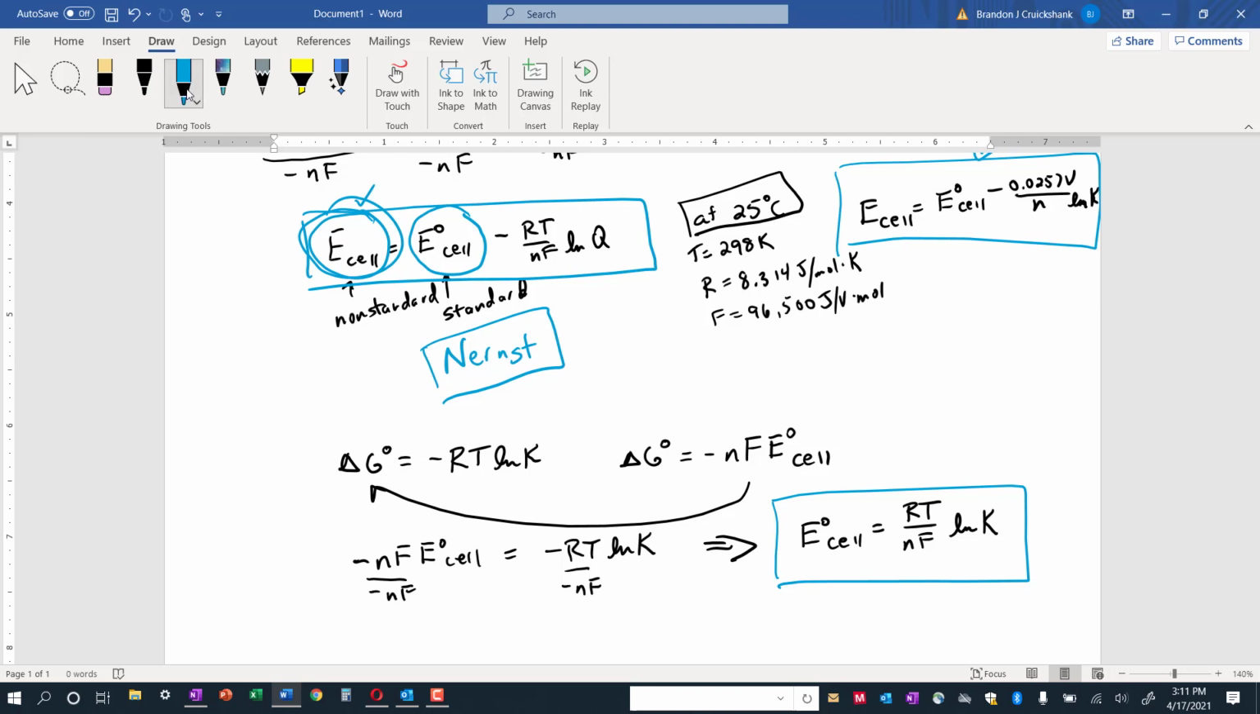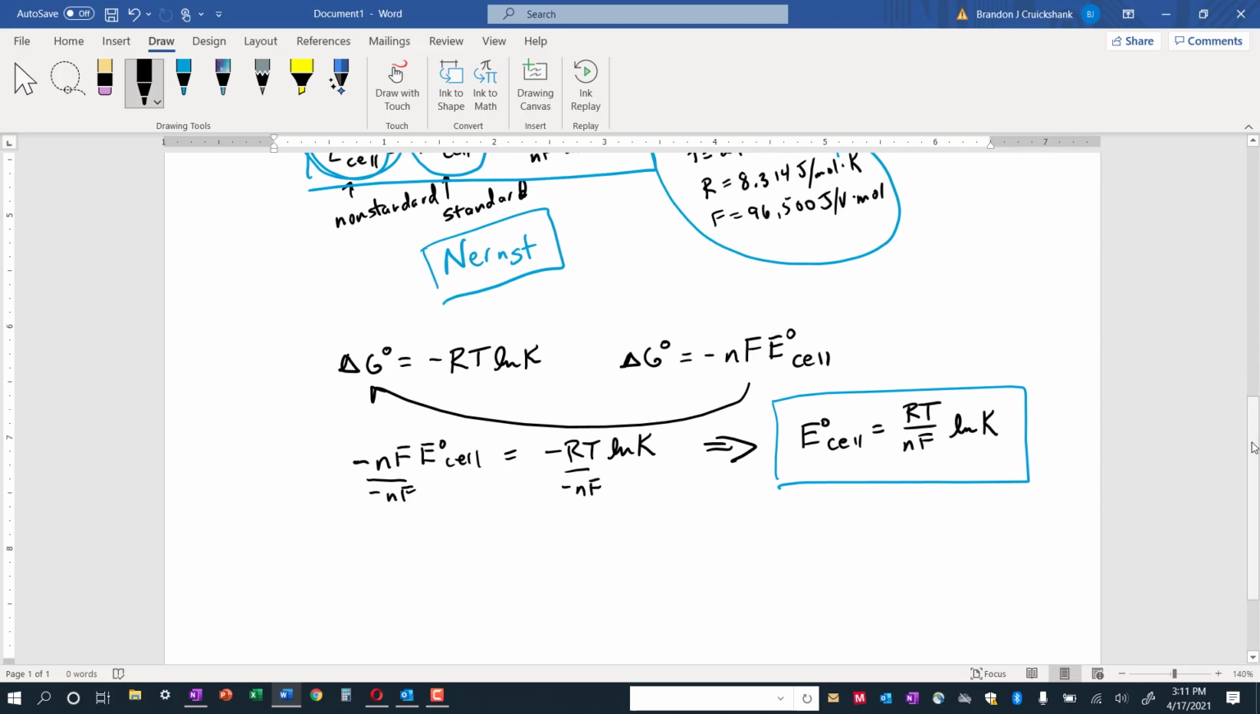All right, just as we did up here, as I circle up higher on the page, we can plug in temperature of 298, the gas constant and Faraday's constant. Again, try this on your own just to make sure you know where this comes from. If we plug in R, T, again temperature 298 Kelvin, and Faraday's constant, we end up with a simplified version of the equation at 25 Celsius.